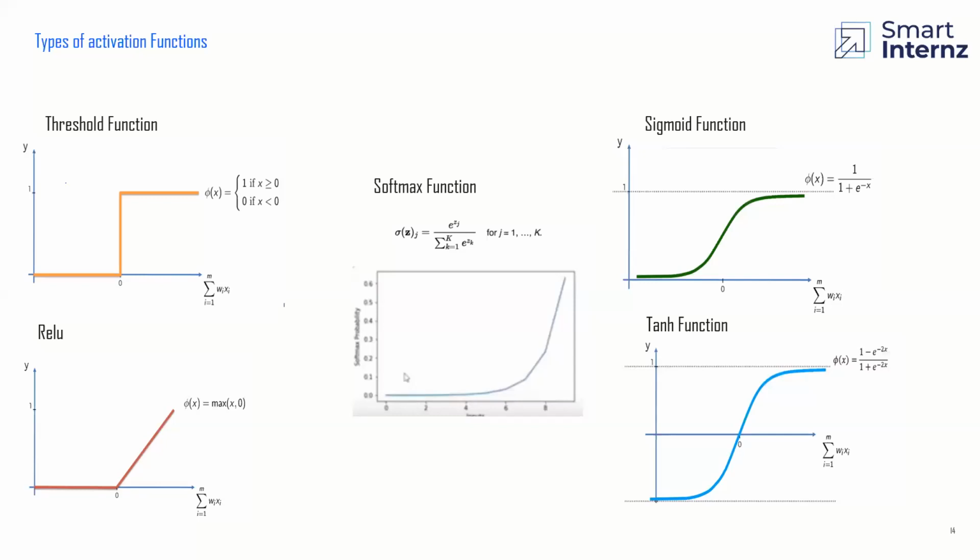Mostly we use the ReLU activation function in the hidden, that is the dense layers, because it brings non-linearity to the output, and the range of the ReLU activation function is from 0 to infinity.